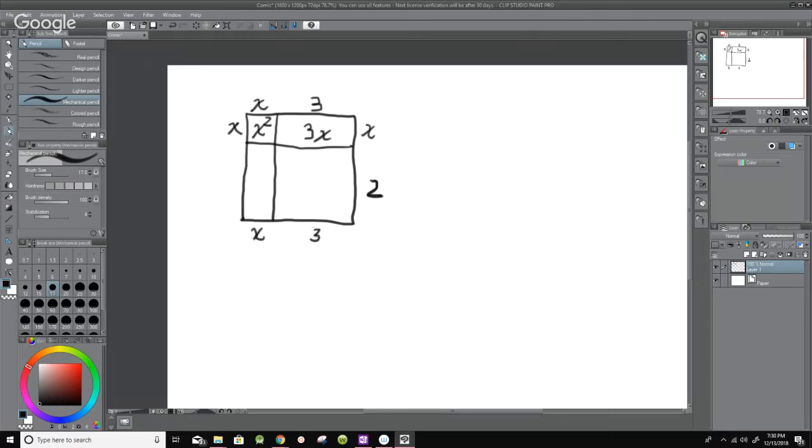Oh, I forgot to write the 3 down here. This region is going to be 3 times 2, which is 6. And then this region is going to be x times 2, or 2x.